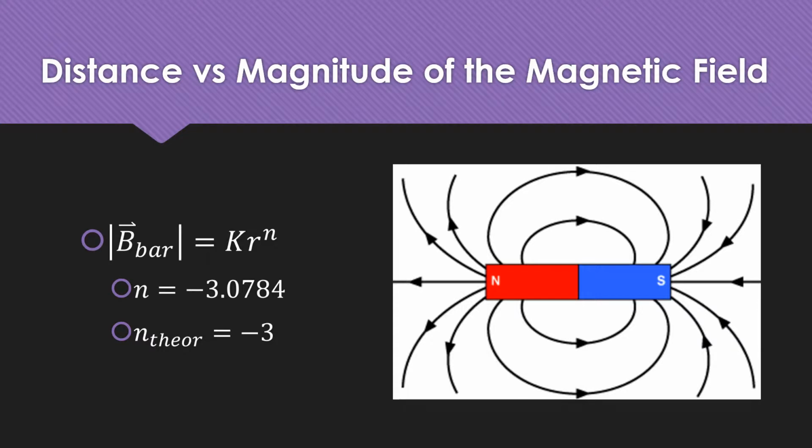Using the equation magnitude of B equals K R raised to the n, you can calculate the magnetic field at distance R from the magnet. For a bar magnet, the theoretical value of n would be -3, which means our value of -3.0784 is close to the actual value.